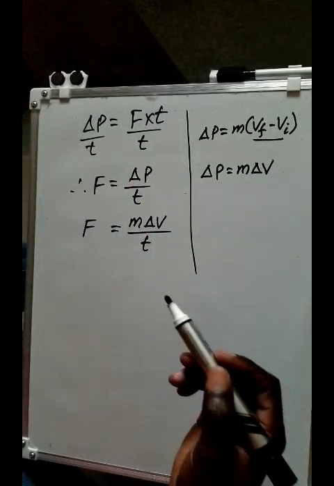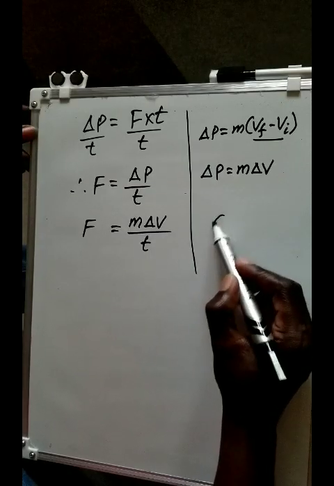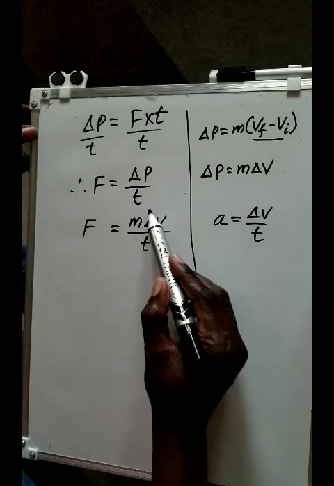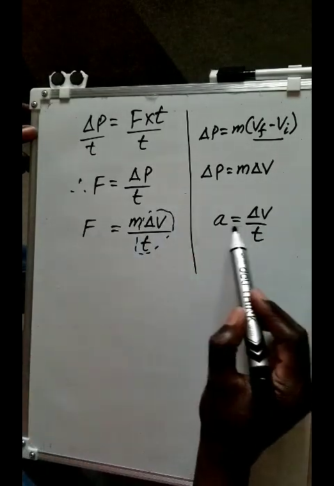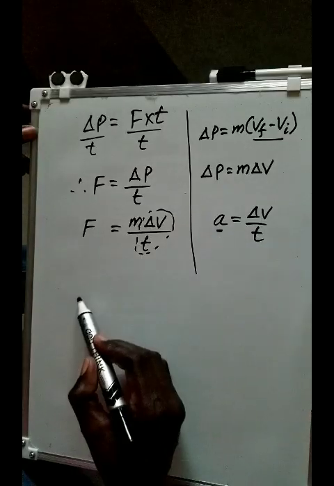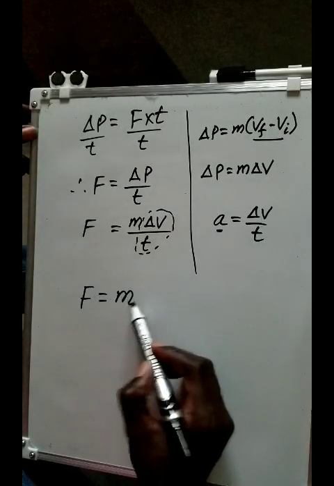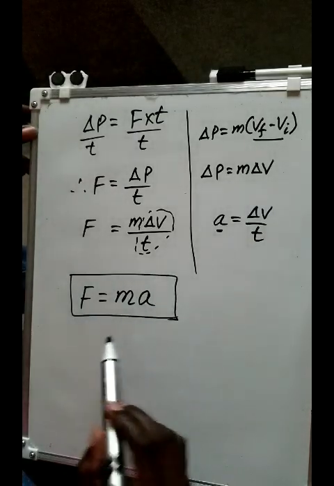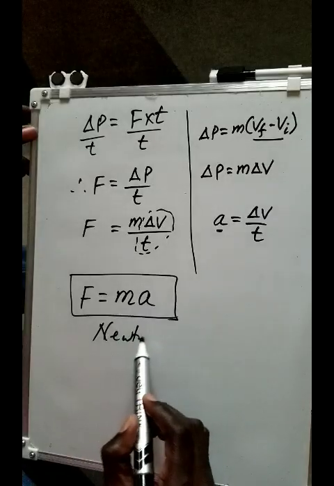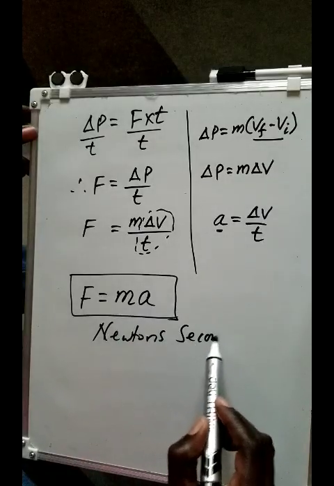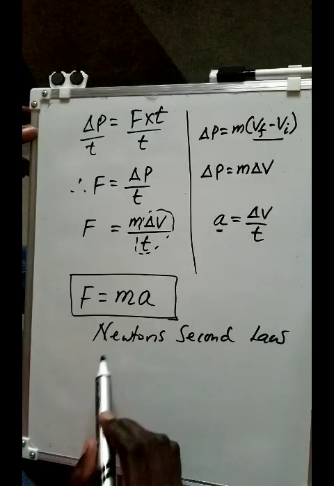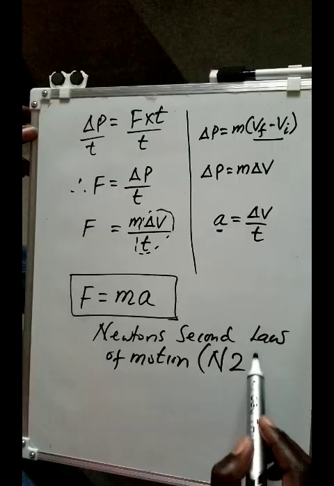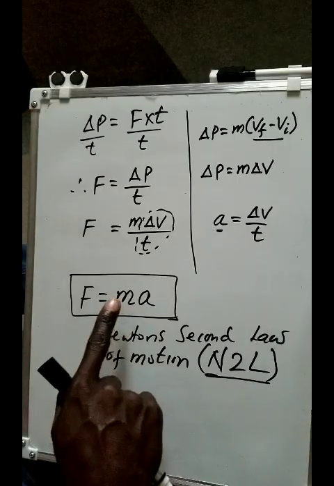Now, can I try to misbehave and show you something? If you remember, acceleration is the change in velocity divided by time. So you can see that delta v over t is representing acceleration. So force is equal to mass multiplied by acceleration. You can see what it has given us: Newton's second law of motion. For some of you that I'm teaching, you remember I love to say N to L. So Newton's second law of motion. So you can see where we are coming from.